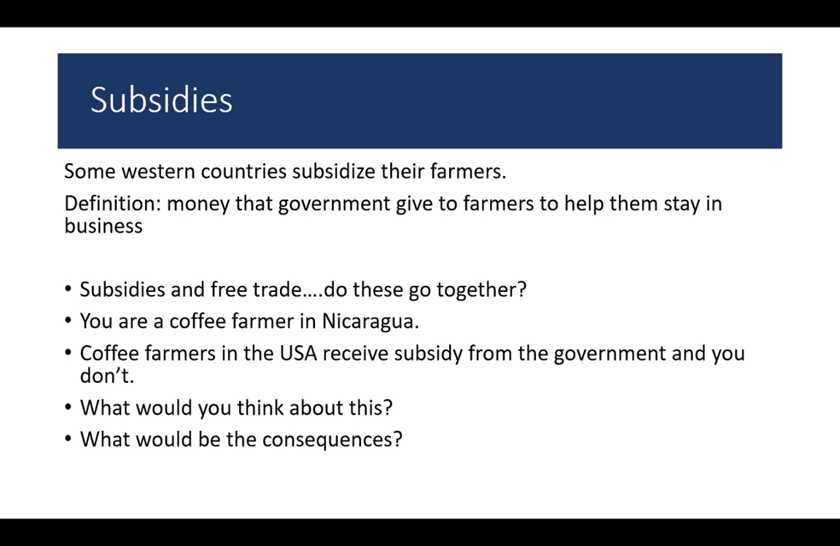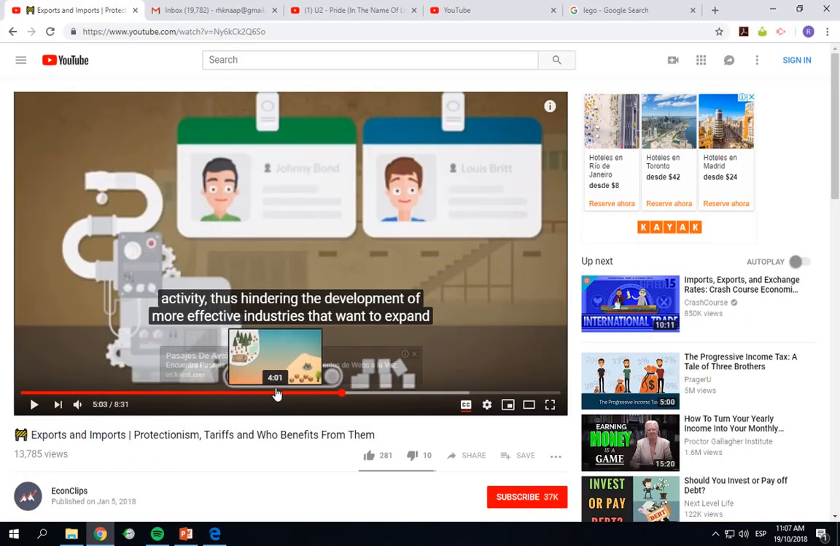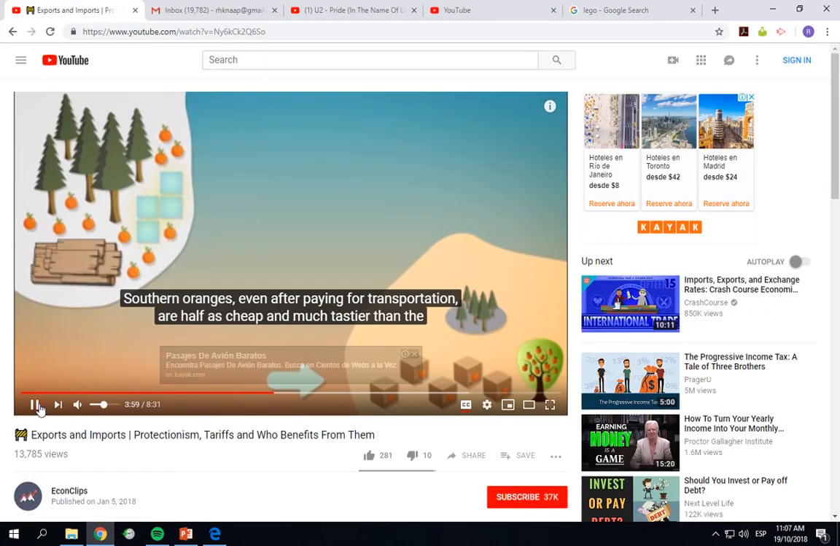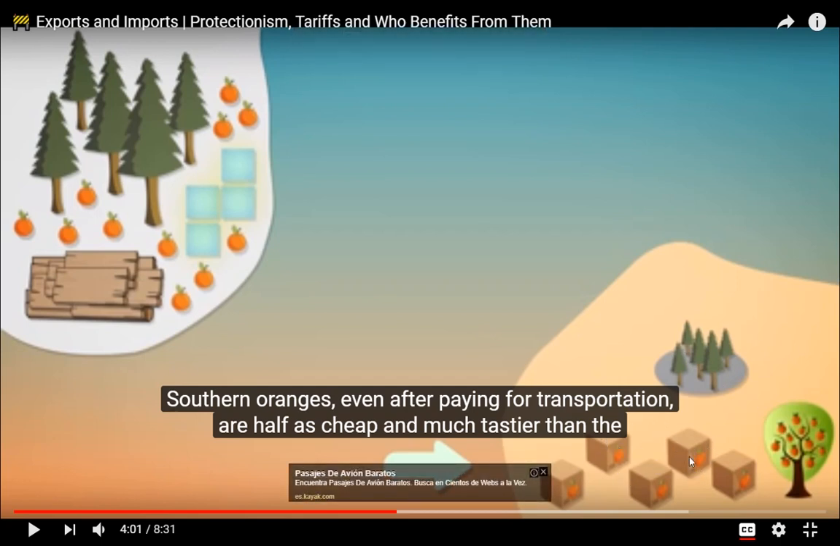Well, let's go back to the video because I think it was a good example here. After paying for transportation. Okay. So, these are the orange farmers in Africa. They want to sell their oranges to the north. But these northern producers in a northern country, they receive subsidies. That means an amount of money.